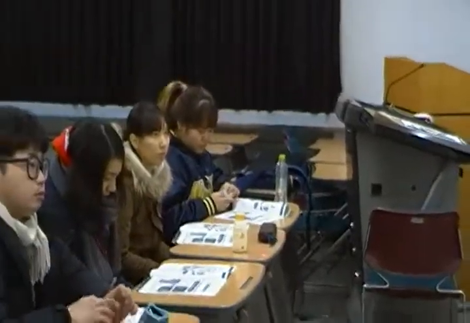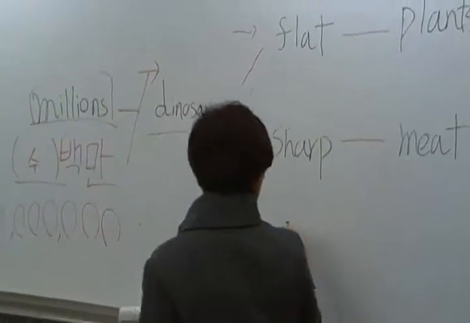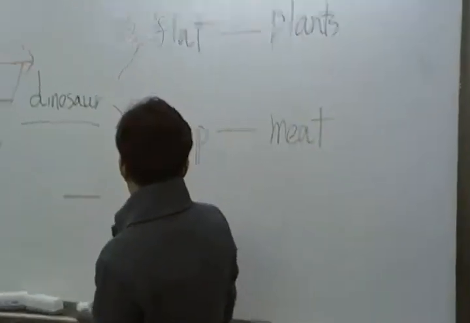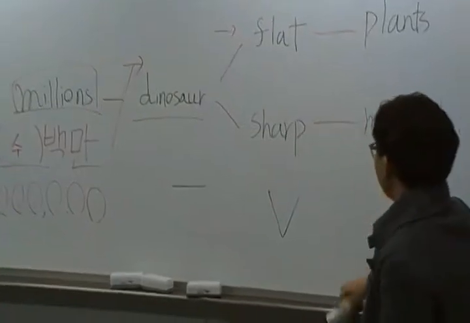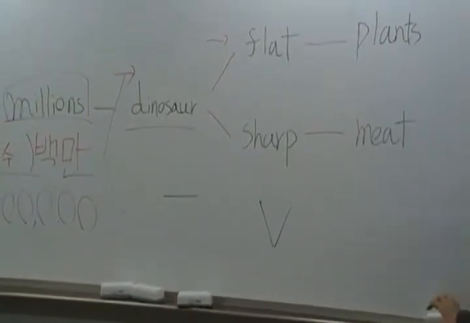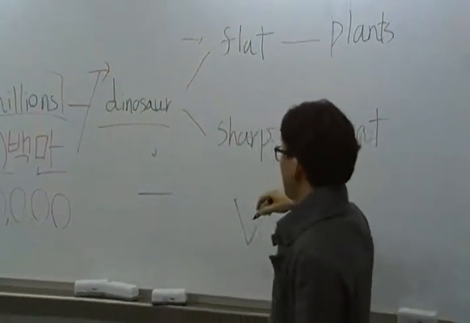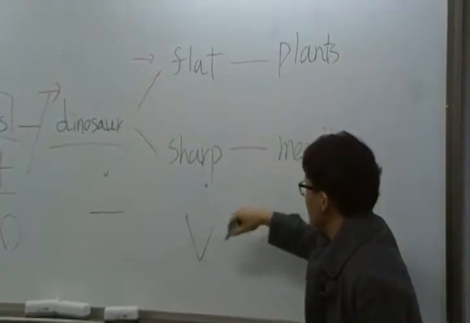Okay, let's move on to the next 2. There is flat and sharp. Okay, I will draw the 2 lines like this. Which one is the flat one? First one. So it is the flat one. And what is the sharp one? Second one. Okay, it is very easy.